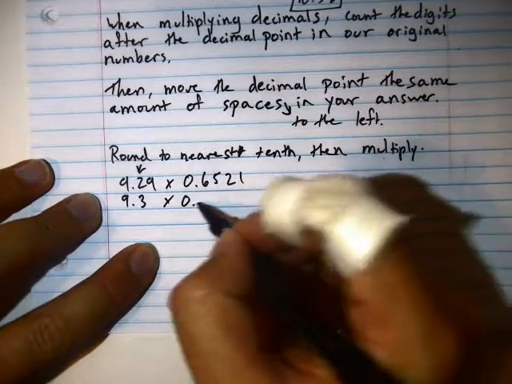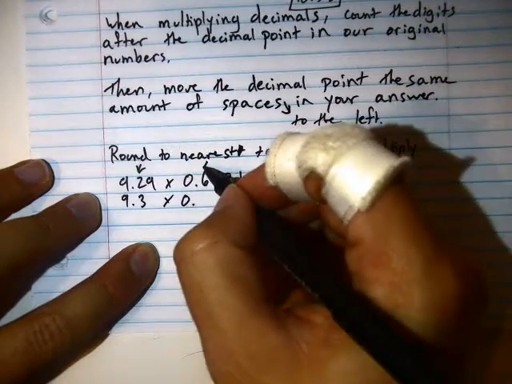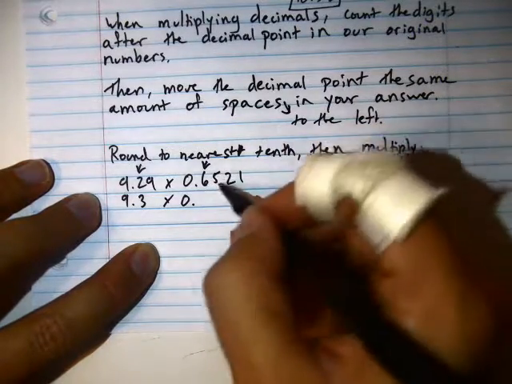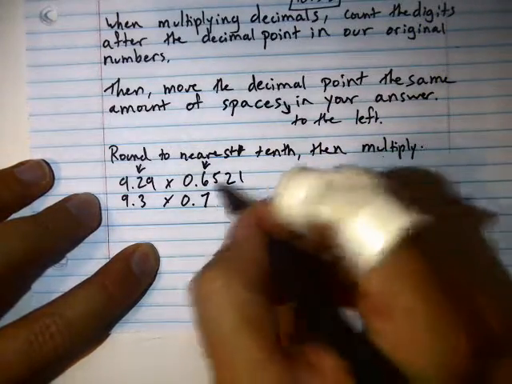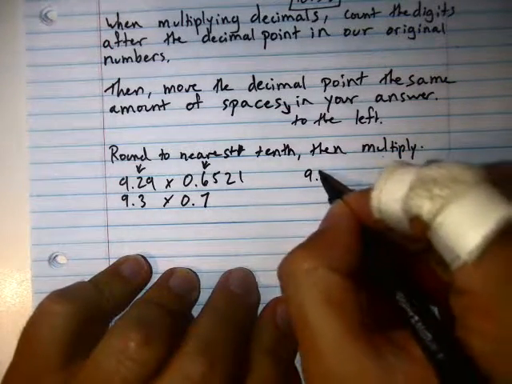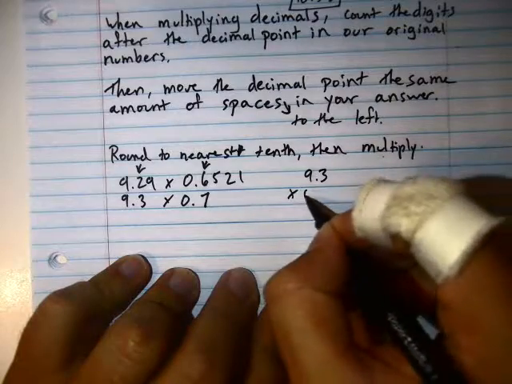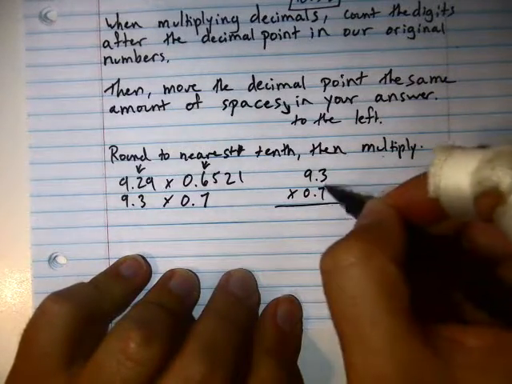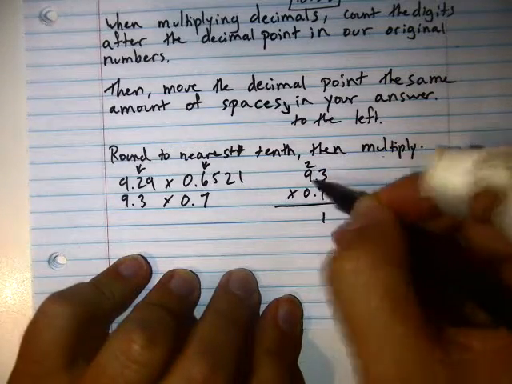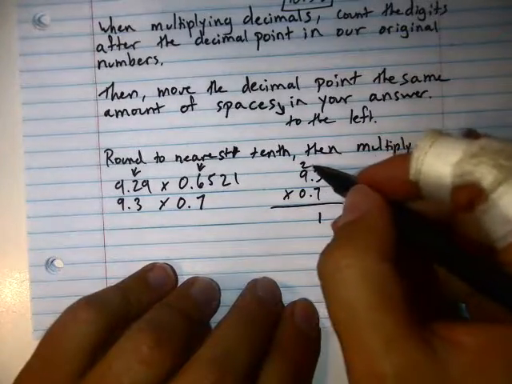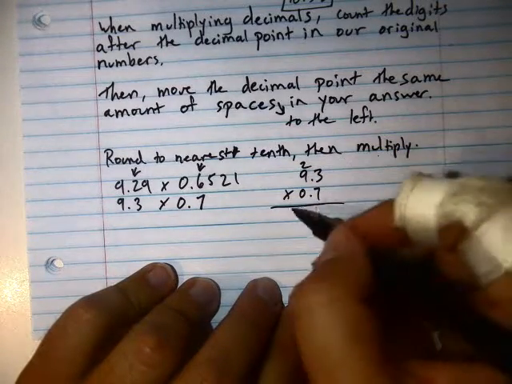Times 0. Okay, so 6 is my rounding digit. I look to the right. Oh, it's a 5, which means I go up, so it turns into a 0.7. And that's it. Good to go. So I'm going to line them up. 9.3 times 0.7. 7 times 3 is 21. 7 times 9, or I can do my finger rule, is 63. Plus 2 is 65.